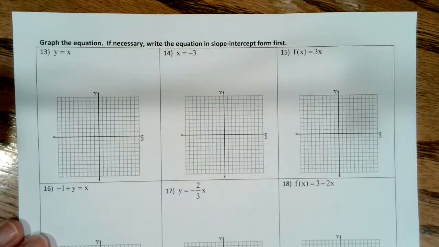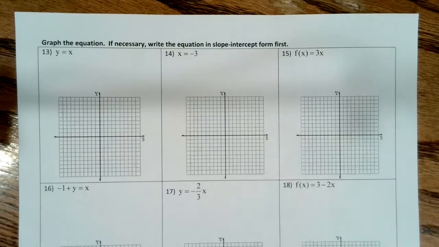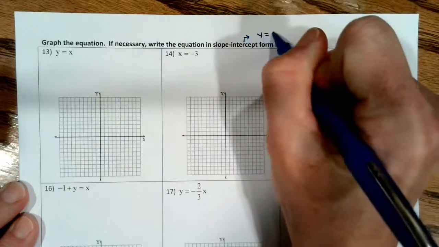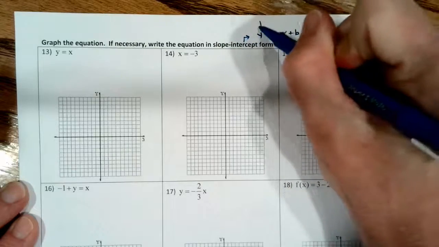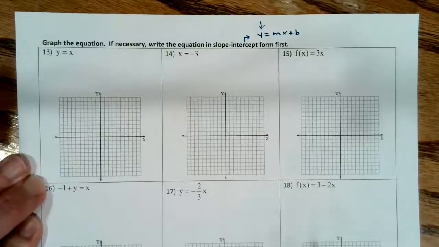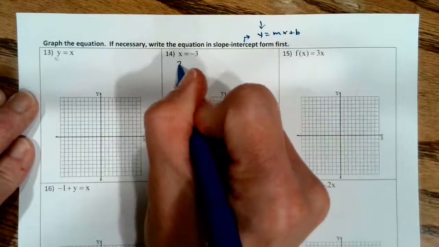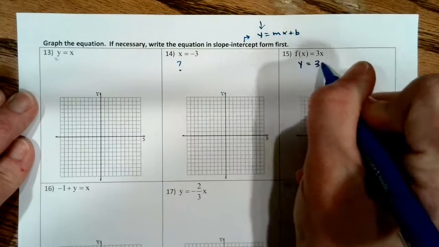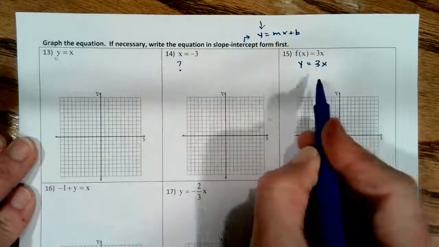Okay, let's do page 2. Graph the equation. If necessary, write the equation in slope-intercept form first. Slope-intercept form means that we're going to need to have it in y is equal to mx plus b form, where y is isolated on one side of the equal sign. Already done here, not possible here, and remember f of x is the same as y. So let's talk about these first three equations.